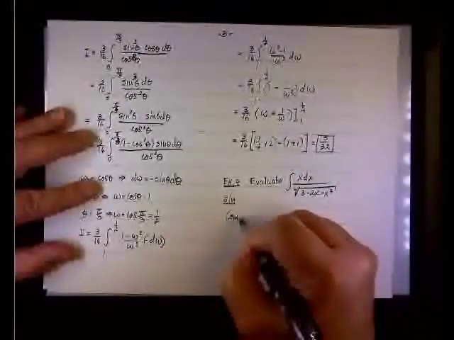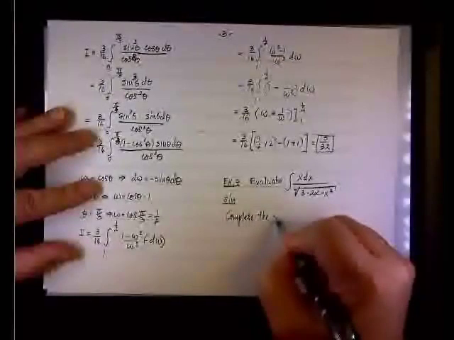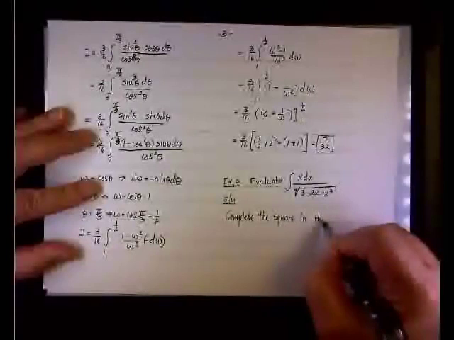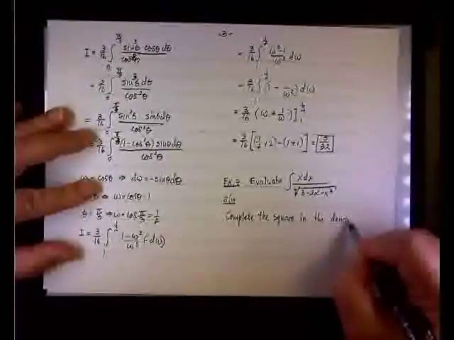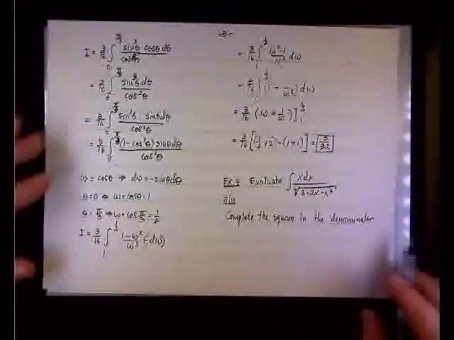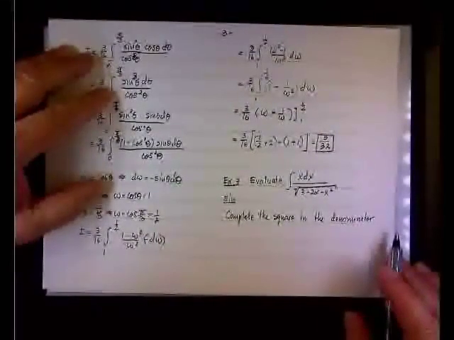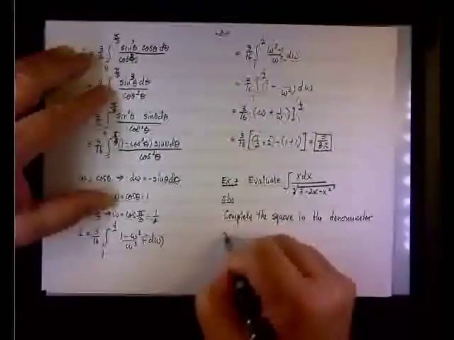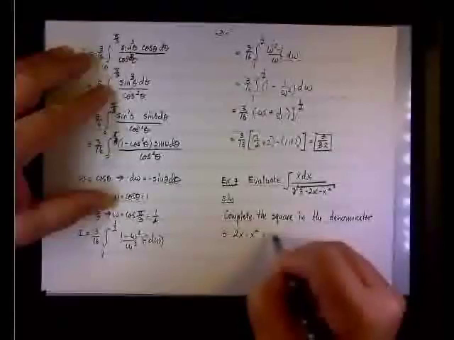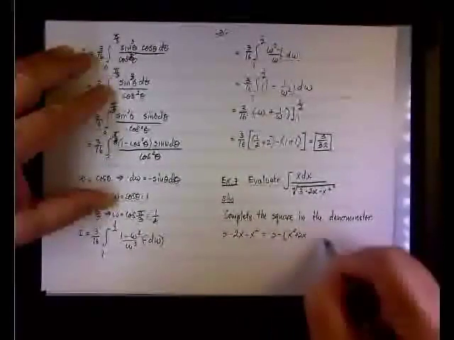So complete the square in the denominator. How are we going to accomplish that? Well, I want to have something squared here, something plus or minus something squared. So we're going to do the following. When I look at 3 minus 2x minus x squared, I'm going to write 3 minus x squared plus 2x. Okay?